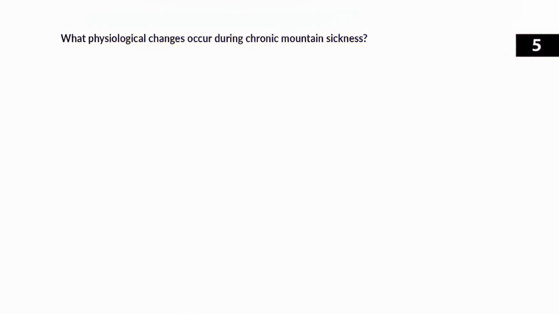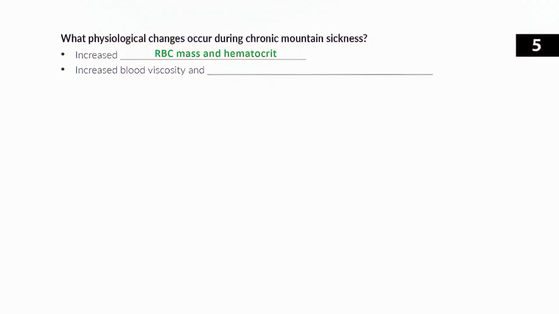What physiological changes occur during chronic mountain sickness? The first notation is increased red blood cell mass and hematocrit. The red blood cell mass and hematocrit become exceptionally high. The red blood cells are stuffed as much as possible to carry as much oxygen as possible. As a result, the viscosity of the blood increases and the tissue blood flow decreases. That's the second bullet: increased blood viscosity and decreased tissue blood flow.